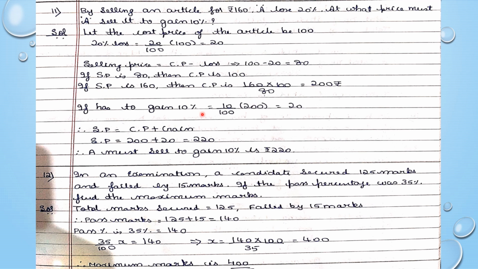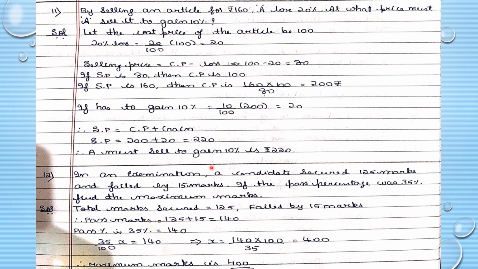So if he has to gain 10%, 10% is written as 10 by 100. On this cost price you have to take it. So 10% of 200 will get you 20 rupees. So the selling price formula is cost price plus gain. 200 is the cost price, gain is 20 rupees, so the total is 220 rupees. So if he wants to get a gain of 10%, then he has to sell at 220 rupees.